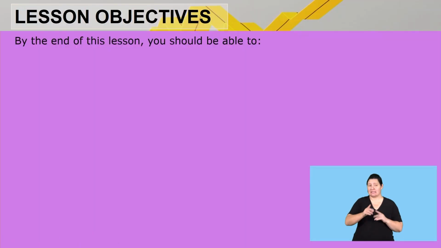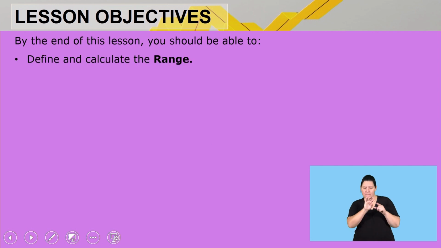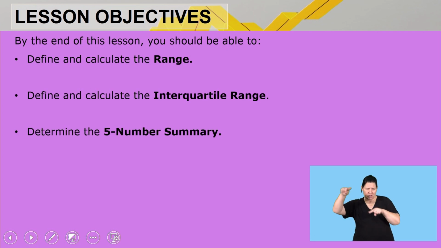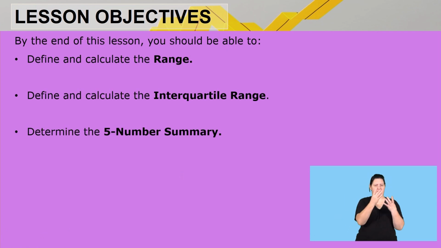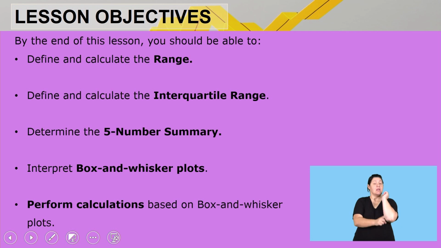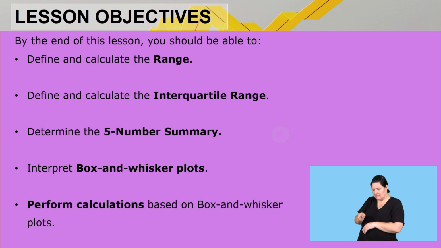All right, so let's see what exactly I'll expect of you in this lesson. By the end of this lesson, you should be able to define and calculate the range. Also, you must be able to define and calculate the interquartile range. Thereafter, we will look at the 5-number summary. Then we'll look at interpreting box and whisker plots. And lastly, very important, we have to be able to perform calculations based on a box and whisker plot.